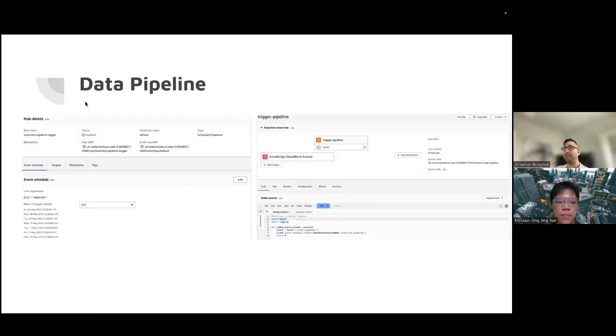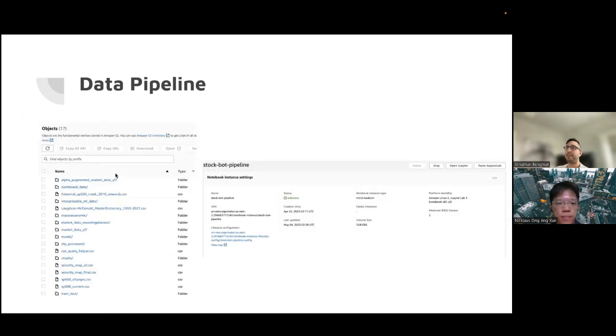This is the SNS topic and the rule schedule. This is the Lambda on the right-hand side. On the left-hand side, we have the S3 folders. There's a whole lot of stuff in here, as you can see: train test splits, results, investing.com, textual data, our dashboard data, which is where we dump our up-to-date training and results, the alpha augmented market data, and so forth. And on the right-hand side, we have just a SageMaker notebook instance server.